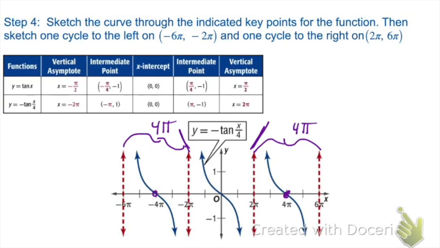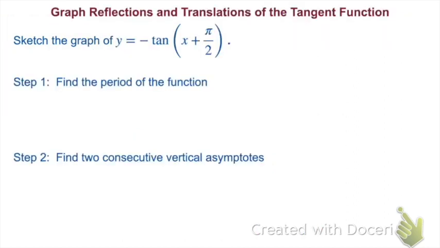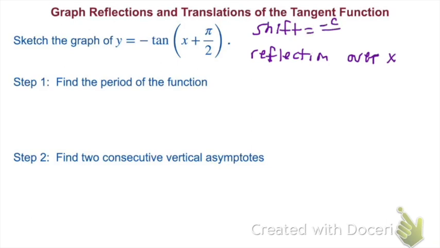tangent of x over 4. Now we're going to do a shift. So here we have the opposite of tangent of x plus pi halves. So here we have a shift and a reflection over the x. And if you recall how to find your shift, it's negative c over the absolute value of b. Well, our c is pi halves, our b is 1. This is just negative pi halves. So we are shifting left pi halves.